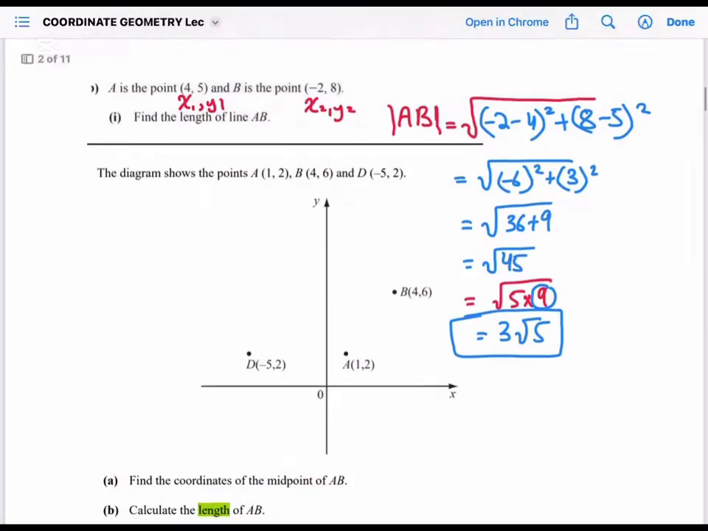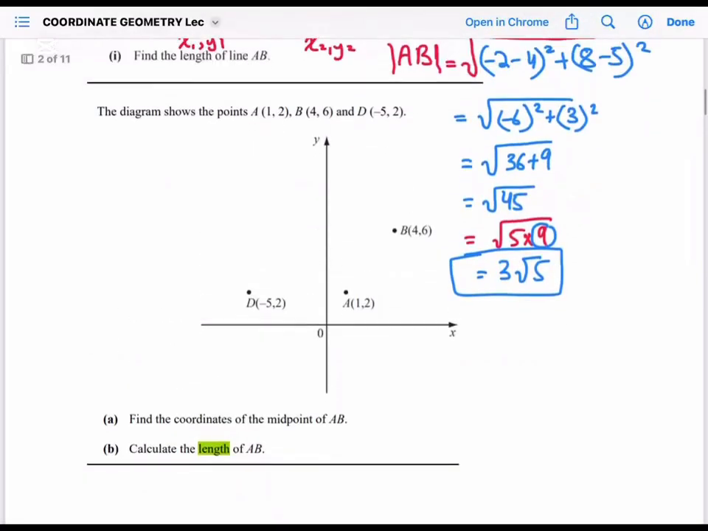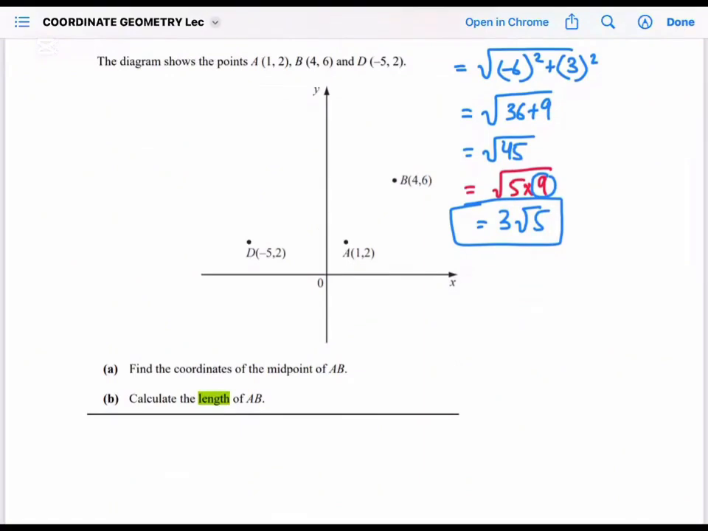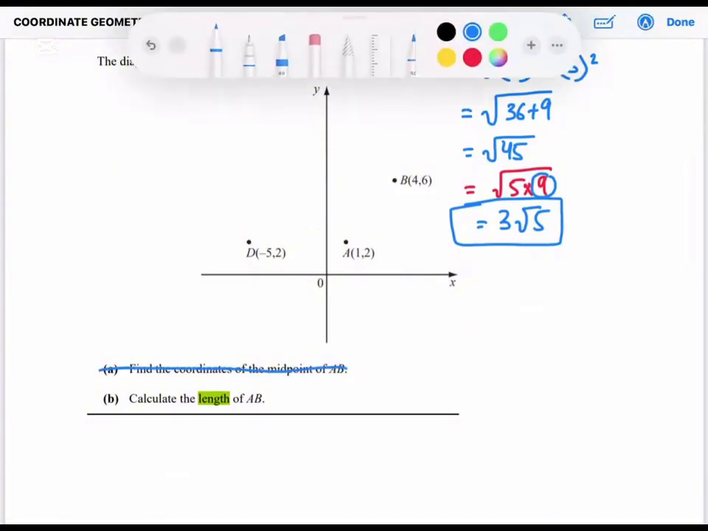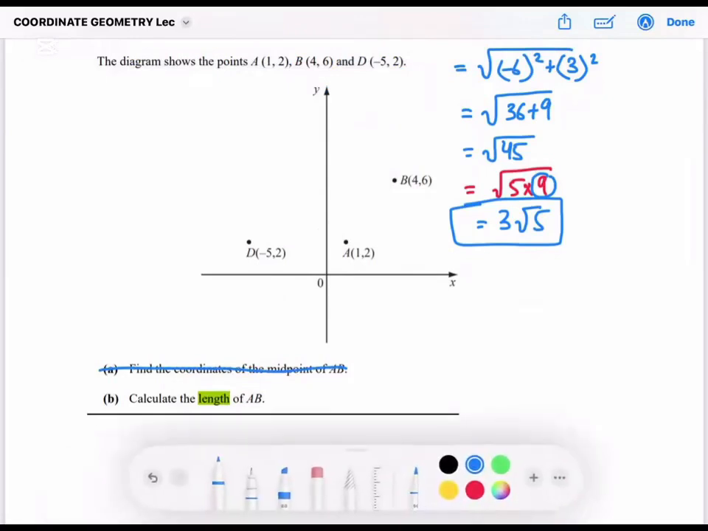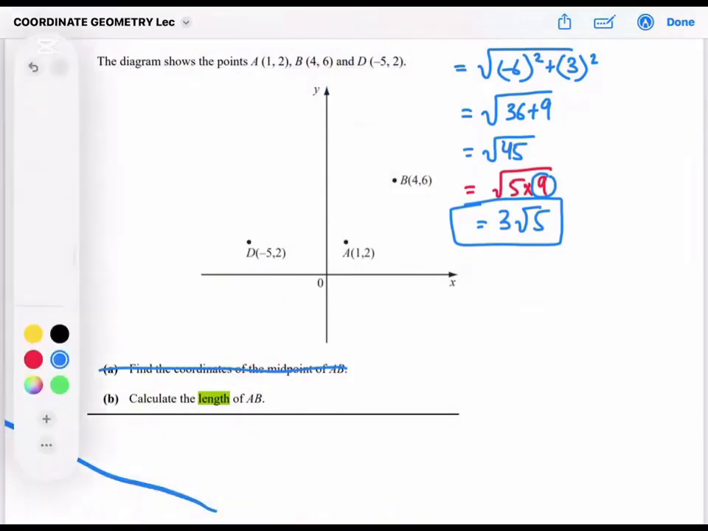Now we'll see the next question. They have given the graph with the x and y axes, and they have put some points A, B, and D. We don't need to solve the other part right now because we haven't done the midpoint topic. Now we have to find the length of AB again. So point A is this and point B is this.